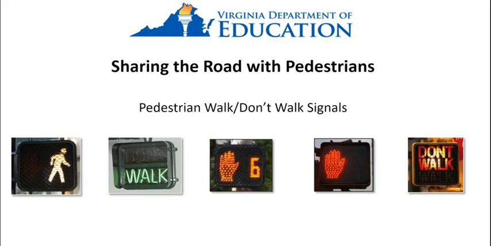These are the signs at intersections that give pedestrians information. The first three mean pedestrians have the right of way. For the second two, pedestrians are supposed to stop, but remember, pedestrians always have the right of way.